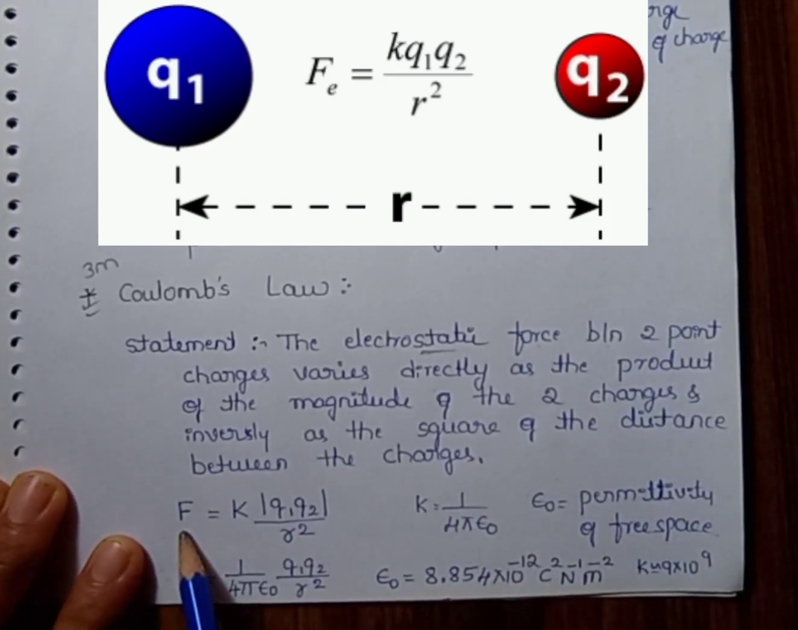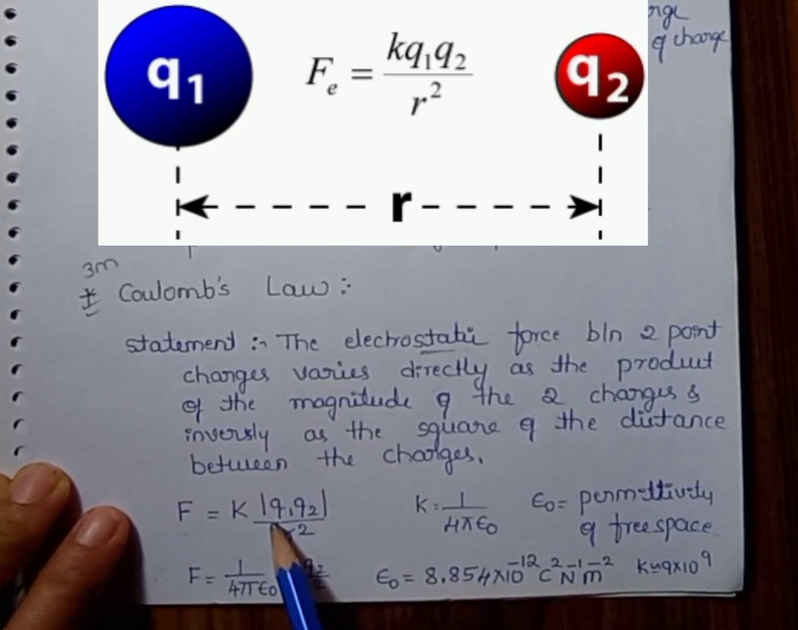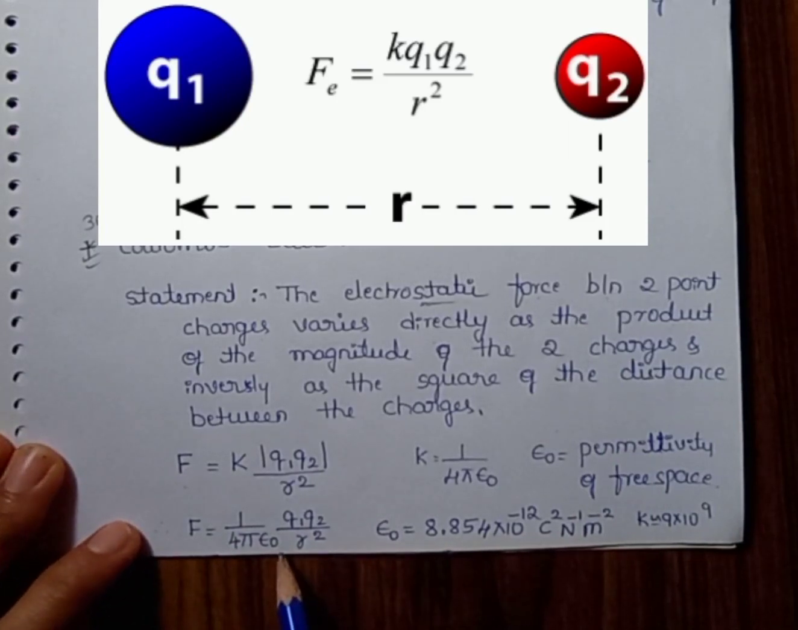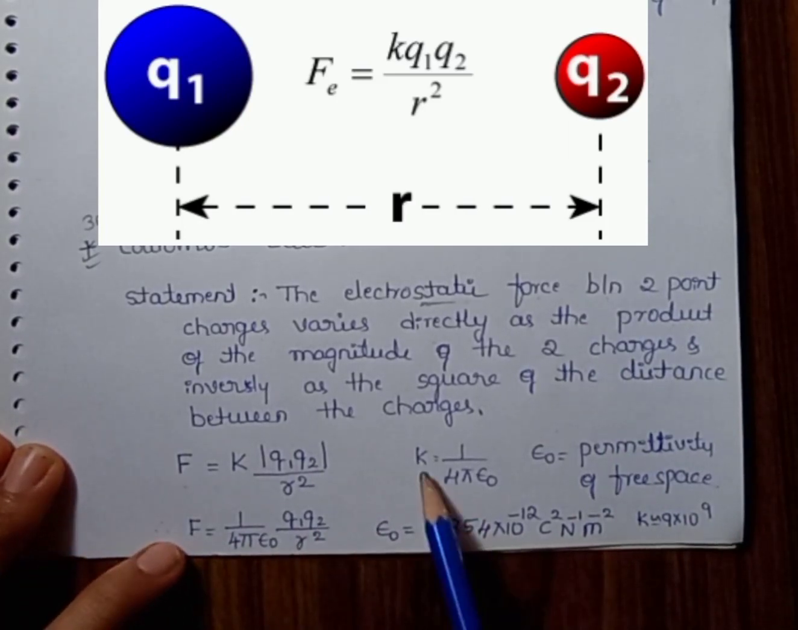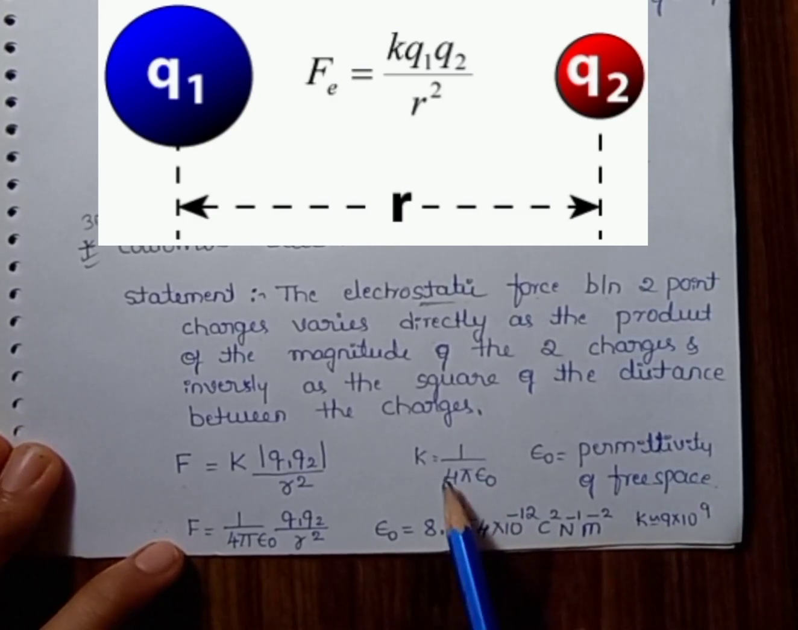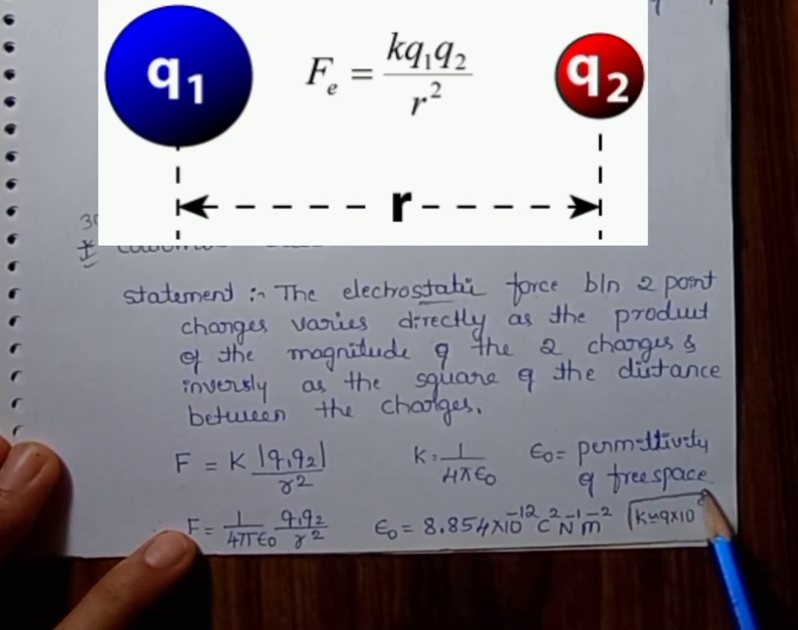Here F can be written as K into magnitude of Q1 Q2 divided by R square. That is F is equal to 1 by 4 pi epsilon naught into Q1 Q2 divided by R square. Here K is the constant of proportionality. K is equal to 1 by 4 pi epsilon naught, and the value of K is 9 into 10 to the power of 9.